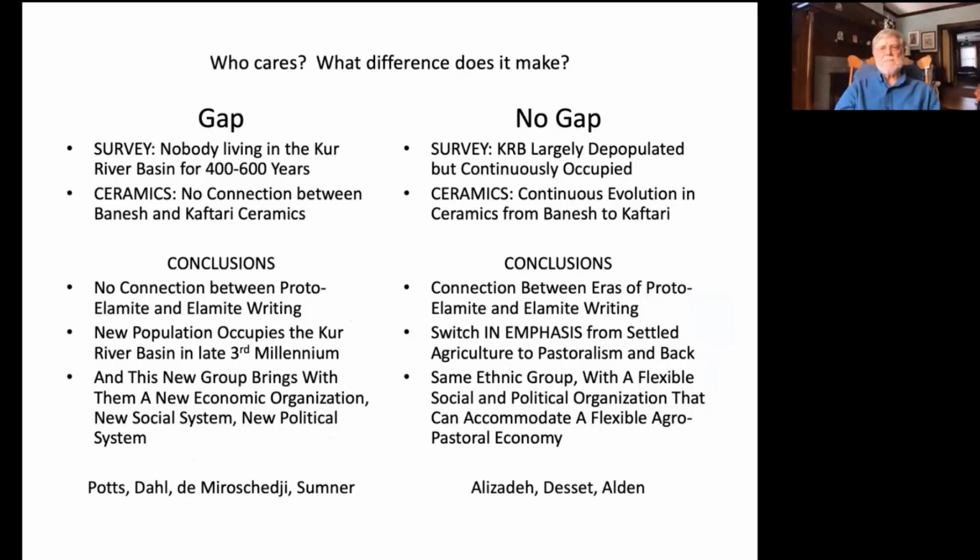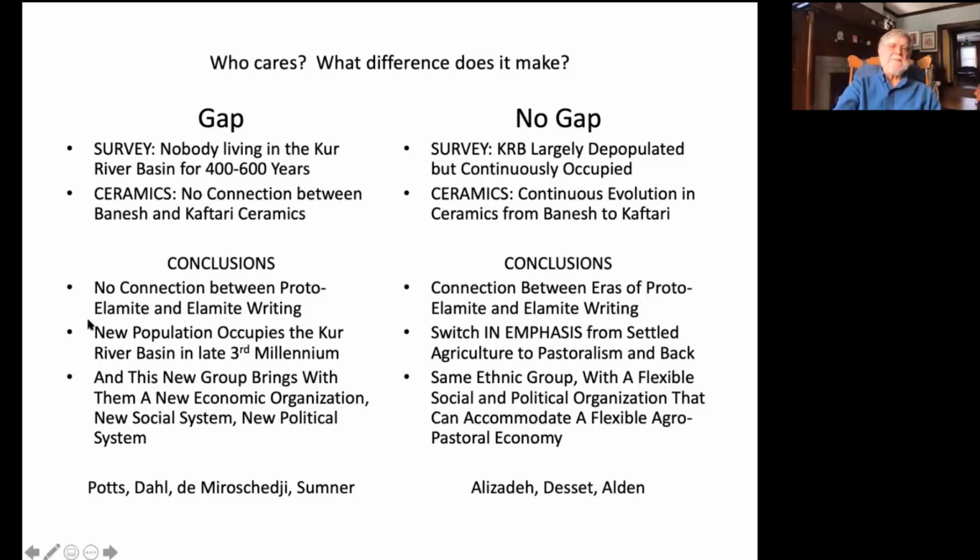There's not a clear break in the pottery, at least in the evidence that we have from sounding H1. That's different from what we see in the ABC excavation. So there's two areas here. There's the notion that there is a gap between Banesh and Kaftari, and there's the notion that there is no gap. And in fact, there is a continuum of possibilities between here.